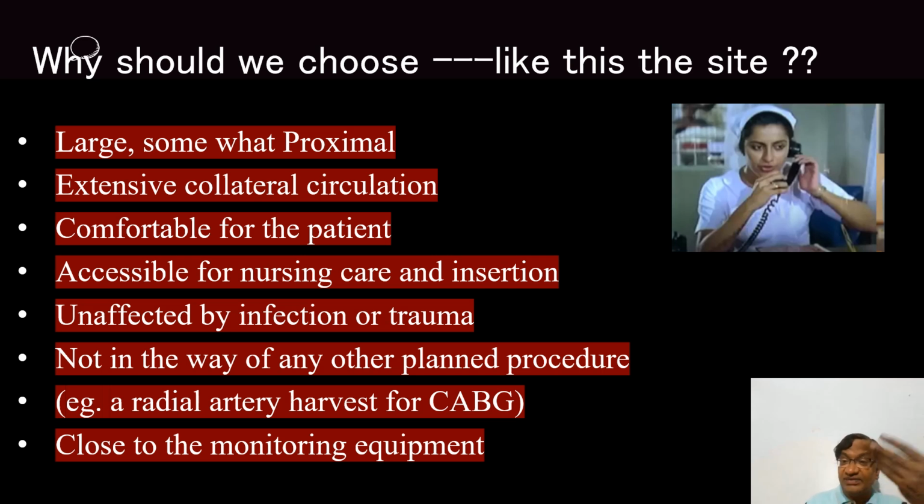It should not be in the way of any other planned procedure. For example, if you are putting an arterial cannula for CABG and we are going to take a radial artery graft, it should not interfere with this. Preferably it should be close to the monitoring equipment. So it should be comfortable for the patient, easy for the nurse, with no infection, no trauma, no planned procedure. It should be somewhat proximal to the heart, but also large.